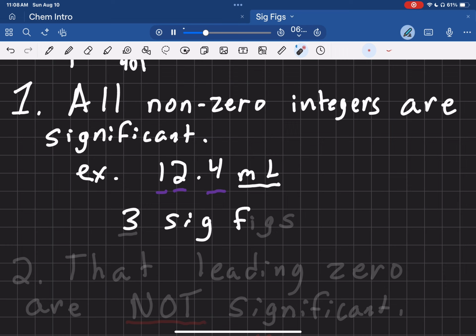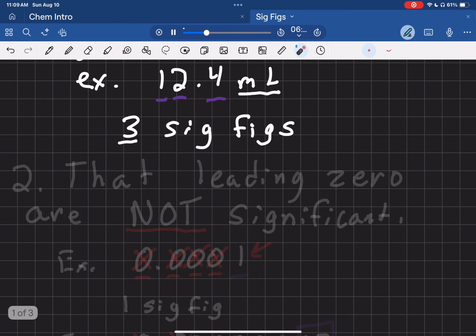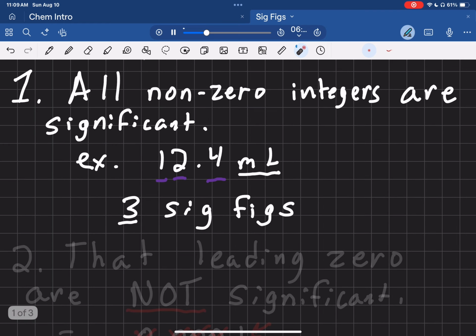Sig figs is just an easy way to say significant figures. And it's kind of cool to say too. Sig figs. Got to make sure it's plural. Sometimes you'll hear me say 3 sig fig newtons because I love fig newtons. They're delicious. So that's a pretty easy one, right? Not too bad. It's always the first rule that we apply when counting how many sig figs you have. Always find the non-zero integers because those are the easiest to find.